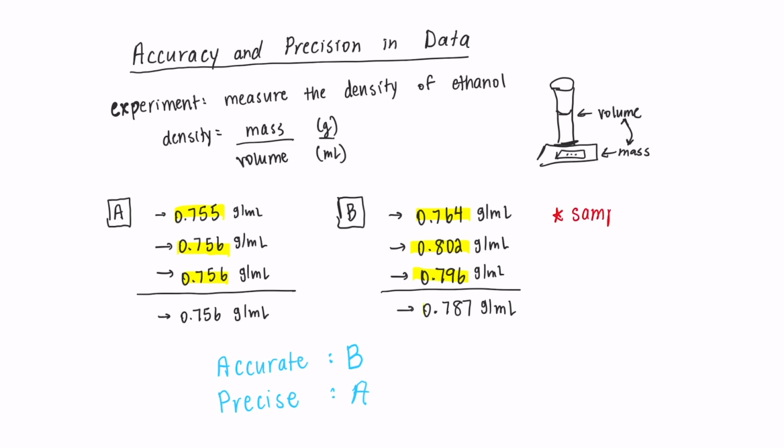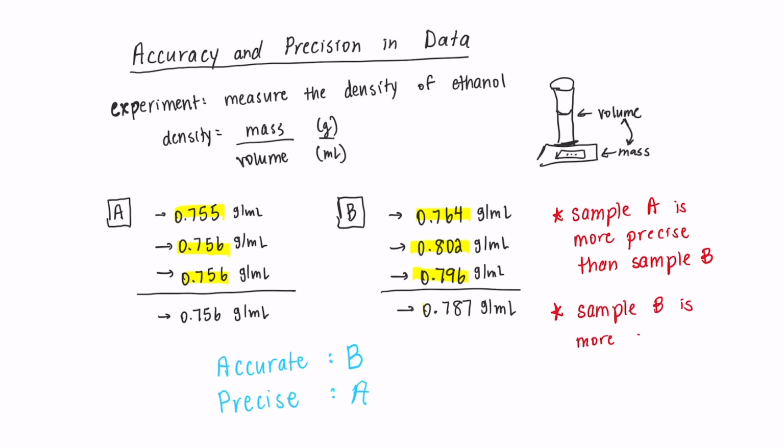So overall, we can state that sample A is more precise than sample B, and that sample B is more accurate than sample A. With sample A, we were getting consistent and repeatable results. With sample B, we were averaging out to the desired value, but because of its low precision, it has higher uncertainty. Thanks for watching, and feel free to check out some of my other videos.